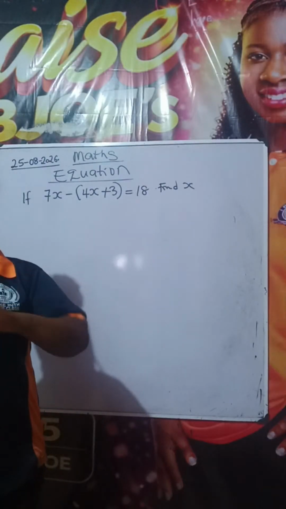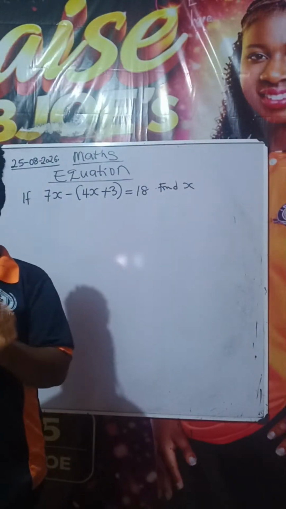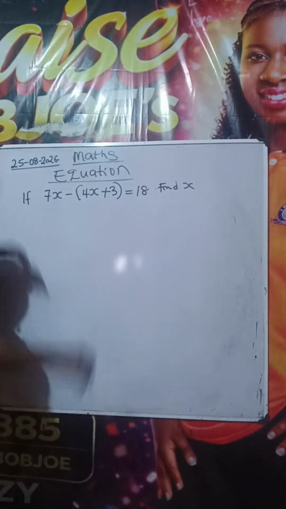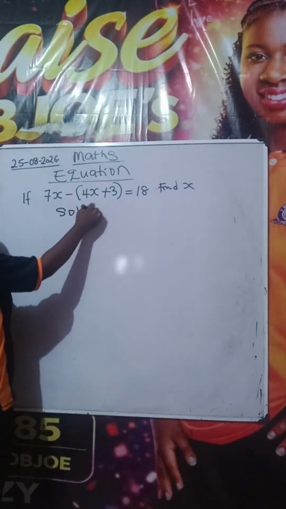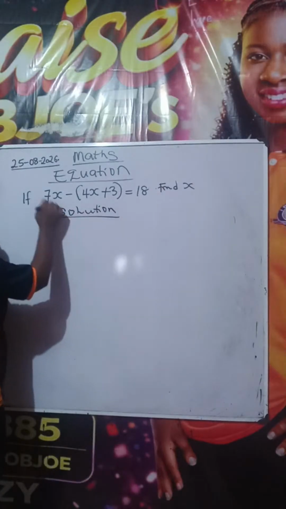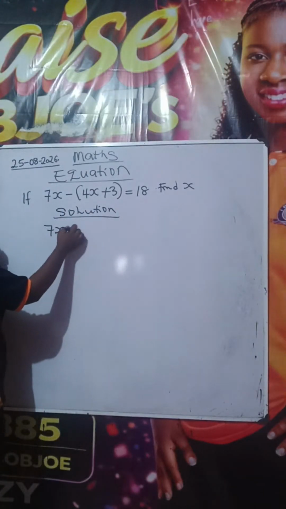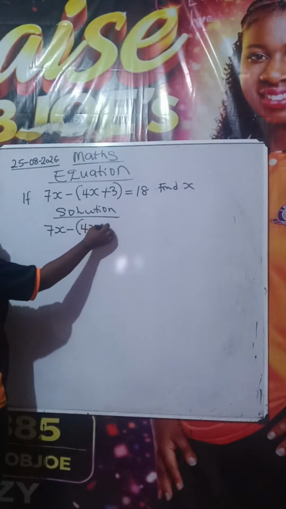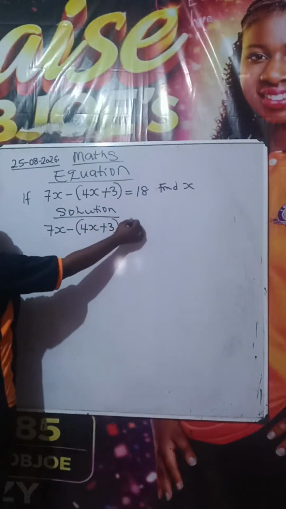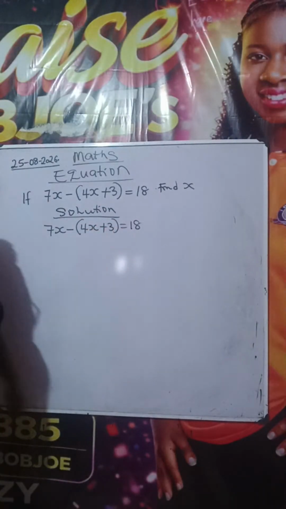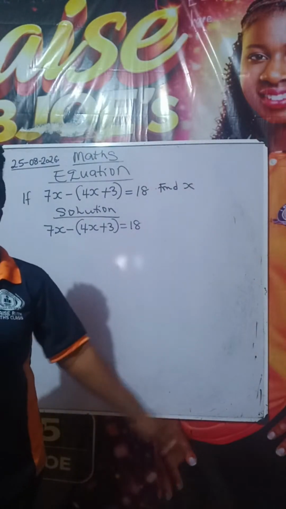Now look at this equation on the board. It's very, very simple. So we have the solution. So we have 7x minus 4x plus 3 is equals to 18. So what do we do? What is the first thing I'm going to do?